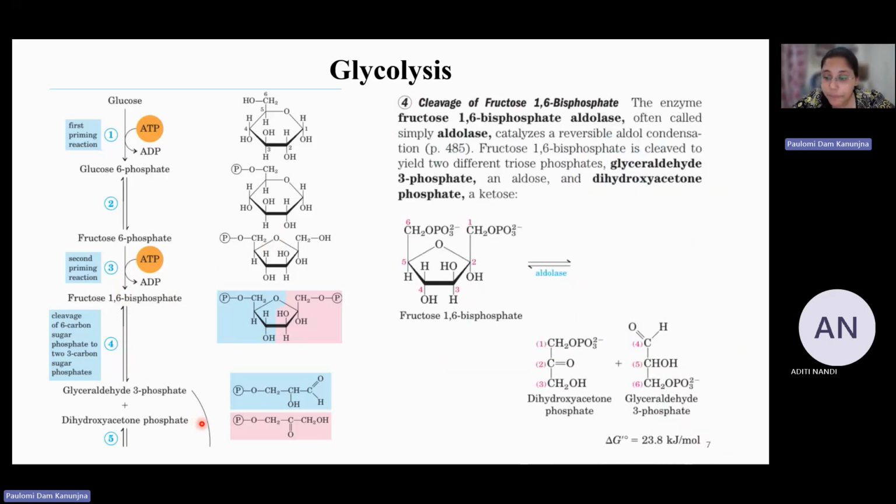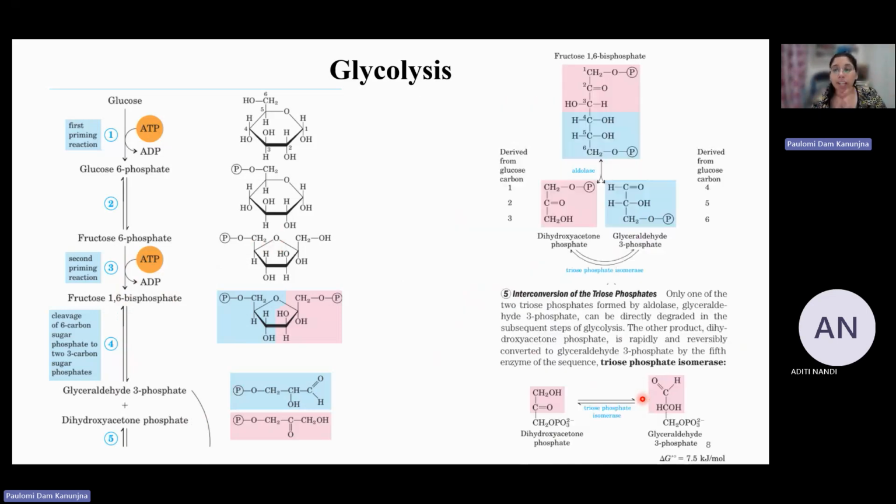In the fifth one, these two phosphates don't stay individually. So what happens is there is interconversion of these triose phosphates. The dihydroxyacetone phosphate converts to glyceraldehyde 3 phosphate. You can see here. Okay, and what lets it happen? Triose phosphate isomerase. What does it do?